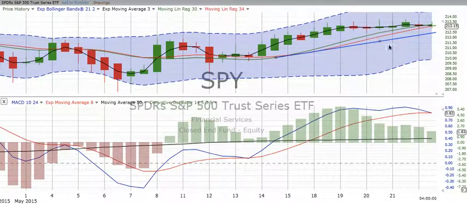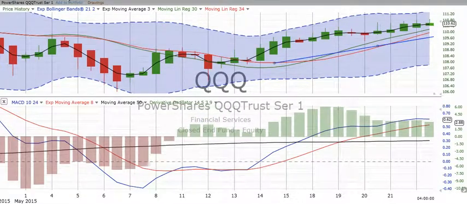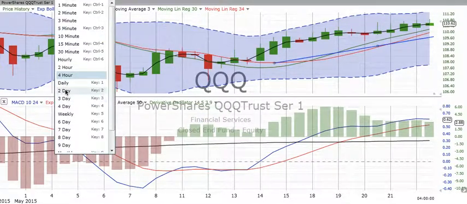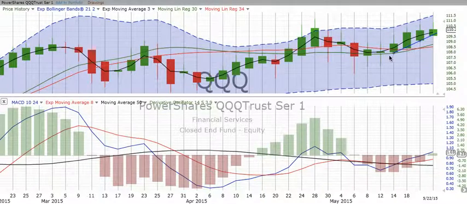Now we're going to go from SPY to the Qs, or the cubes, which is the NASDAQ 100. We're tracking it. Now it gives you a lot better movement. If you look, we don't have a red candle for our ending candle on the 22nd. We actually have a green candle going up.